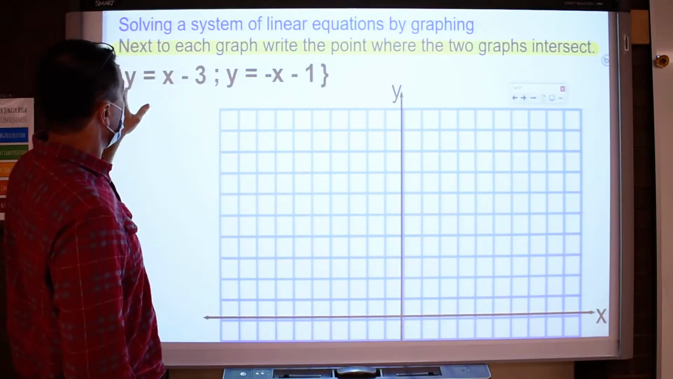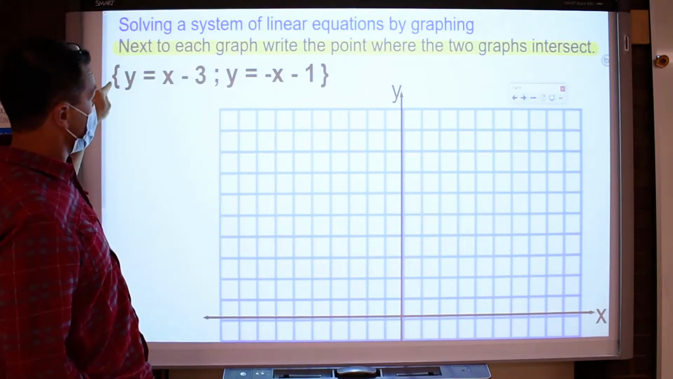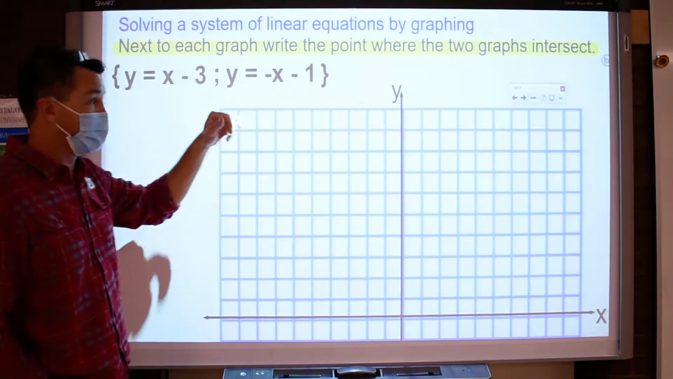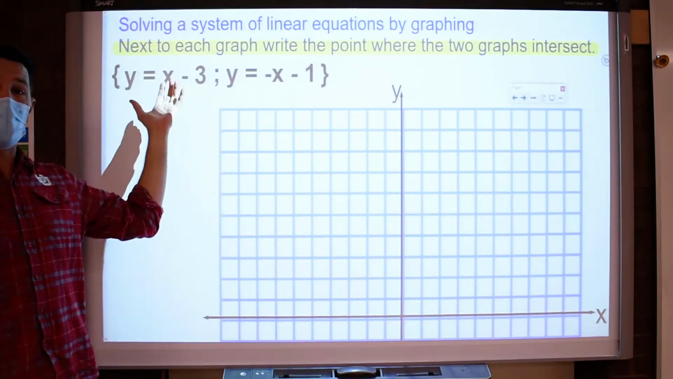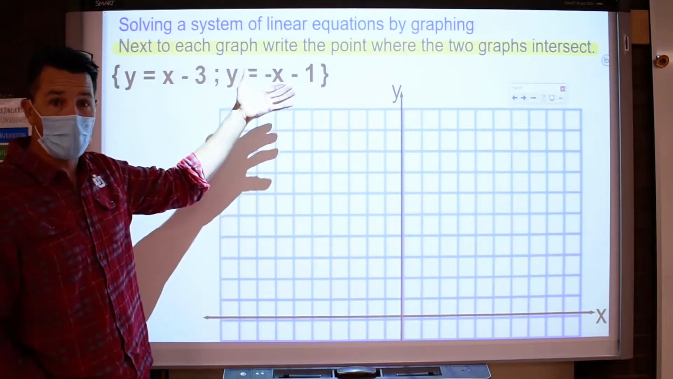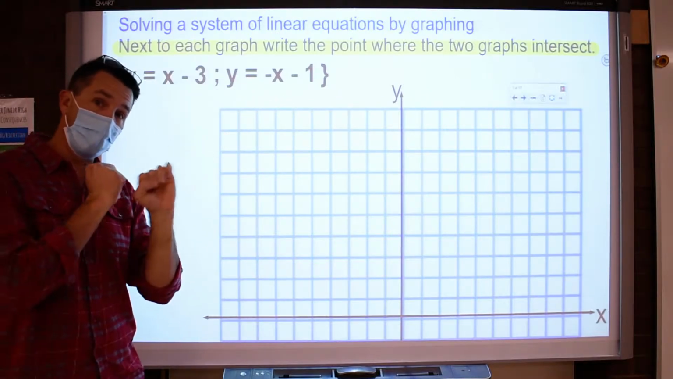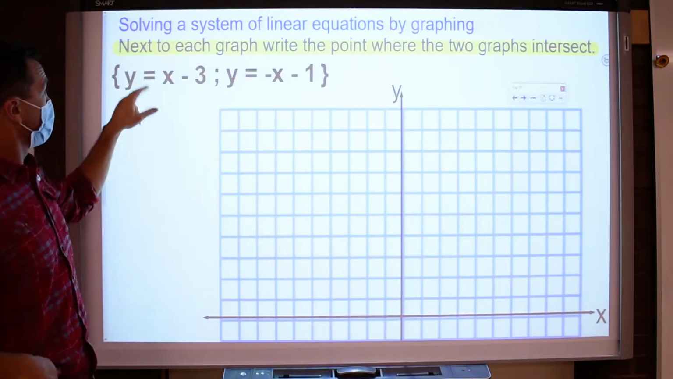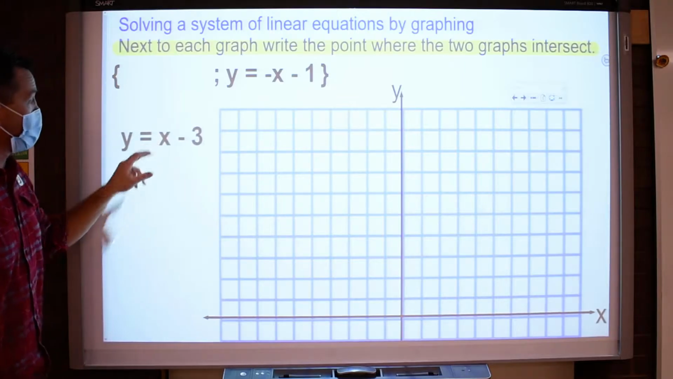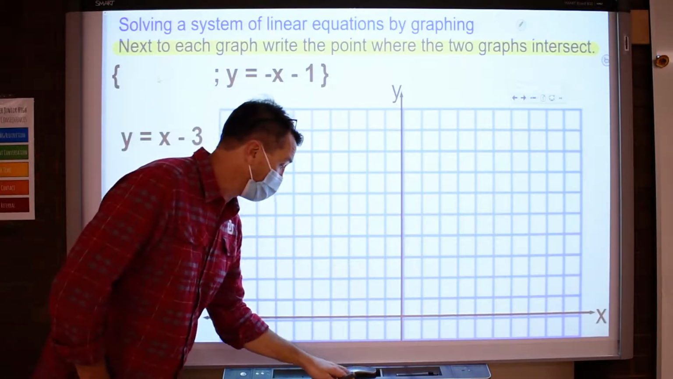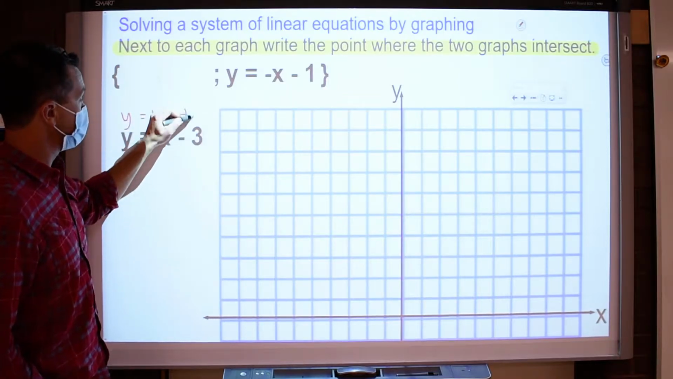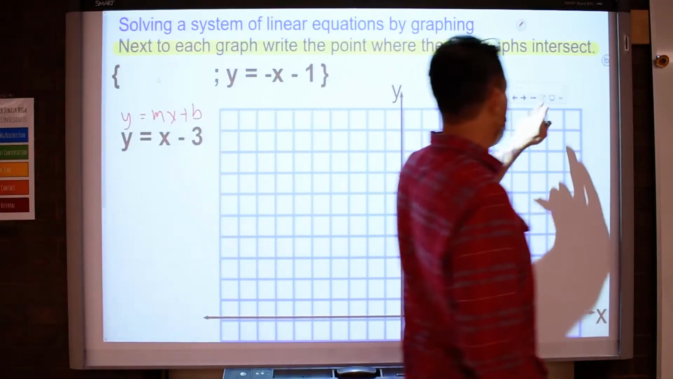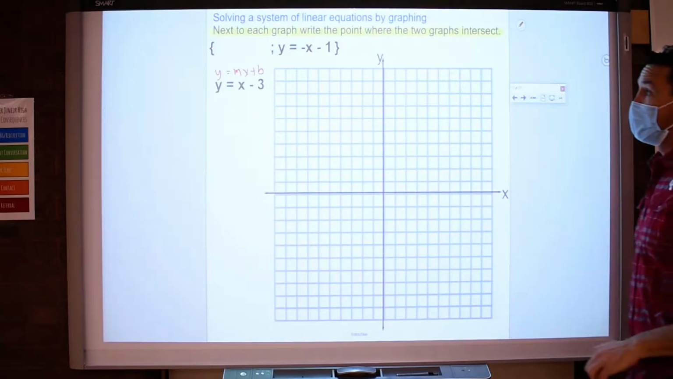So the way we're going to do that is, this is a system of equations because it's in a set. That means that these two are connected somehow. Maybe one has to do with the cost of running your business, and this is the profit your business makes. But somehow these two equations are connected, and we're going to graph them. Well, this first equation is already in slope-intercept form. That's y equals mx plus b. And so this is actually ready to graph. And so all I have to do now is to graph it.